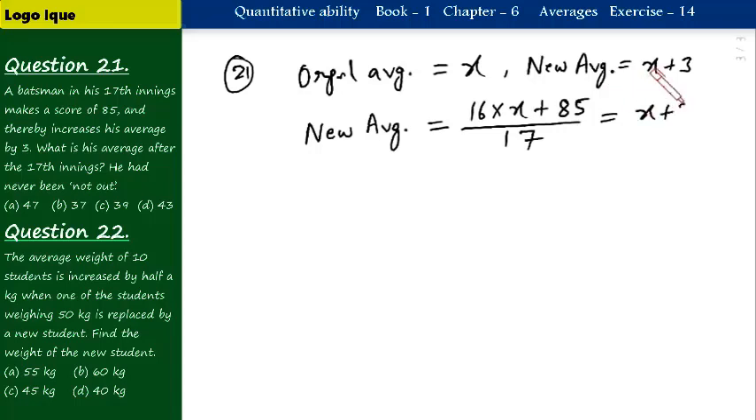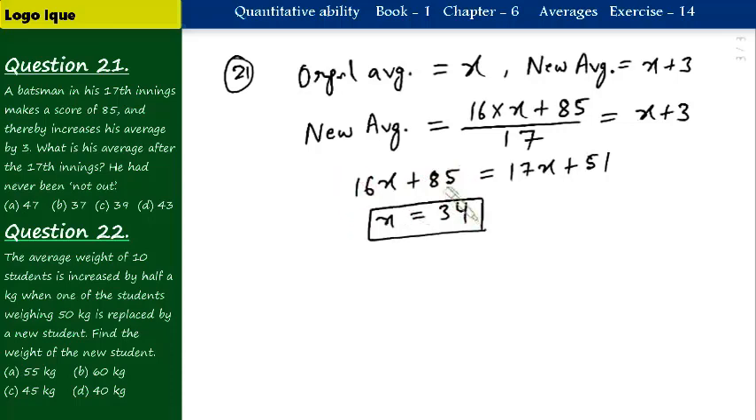Simple question. We have done it in the previous question. Simplified, 16x plus 85 is equal to 17x plus 51. So from here we get x is equal to 85 minus 51, that is 34. So the original average is 34. Original means the average before the 17th inning, right? The question is asking the new average, the average after the 17th inning, that is x plus 3. So 34 plus 3 is 37. So the new average is 37.